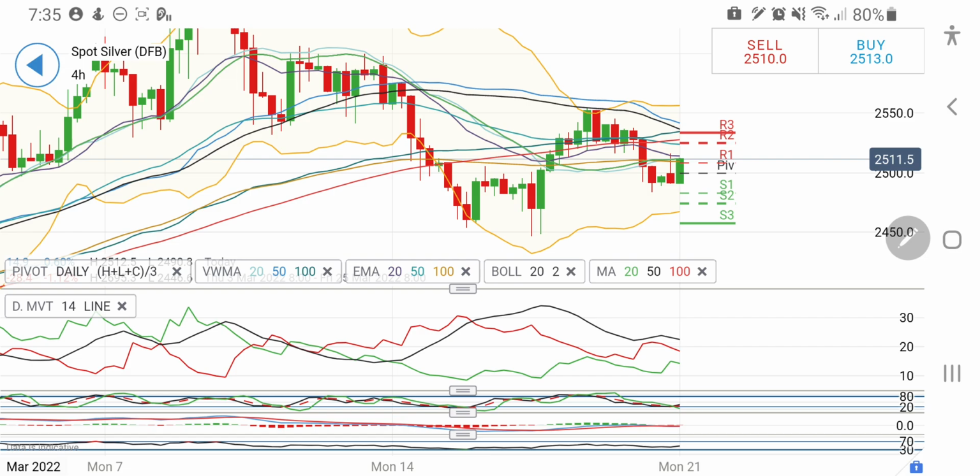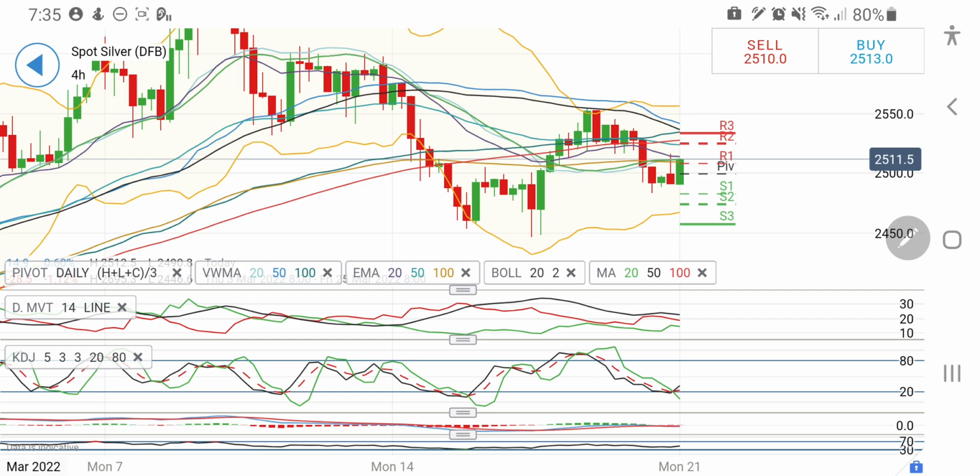My target for silver in the near future, that is in a couple of trading sessions, is that we might see it hitting the 2560, 2580 zone at least. But yes, the stop loss has to be at around 2490 levels. Breaking 2490, we can expect a further drop.